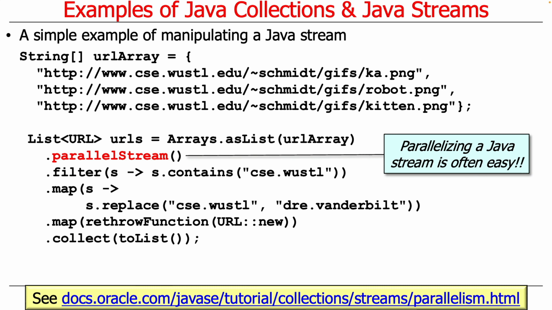Of course, the other nice thing here is it's trivial to convert the sequential stream into a parallel stream. Now, in this case, using a parallel stream is wildly overkill for this example because we've only got 3 elements in our list, in our array. But you get the point. You could easily generalize this if you had a lot more elements that you had to deal with.